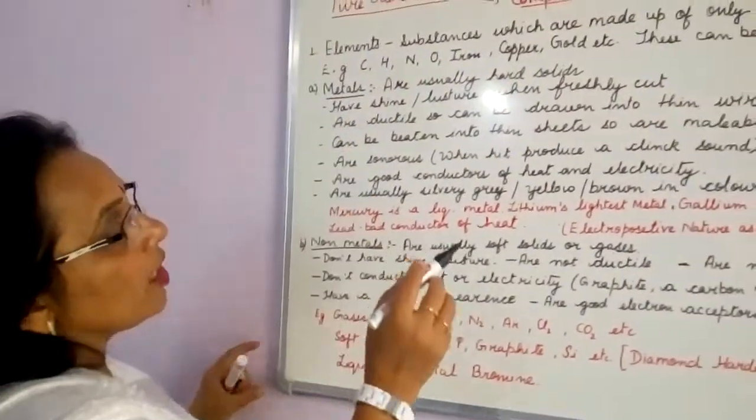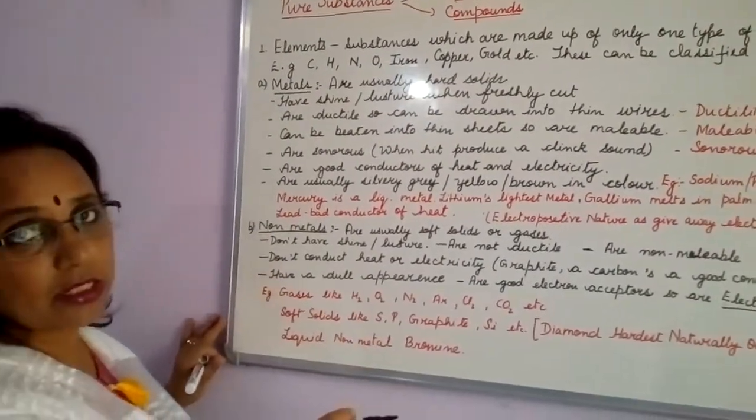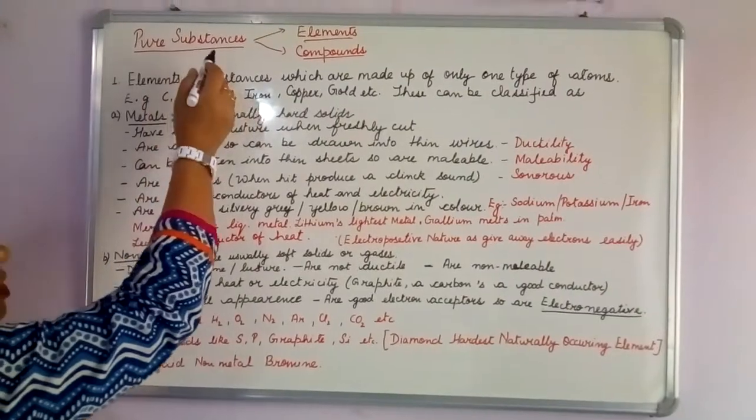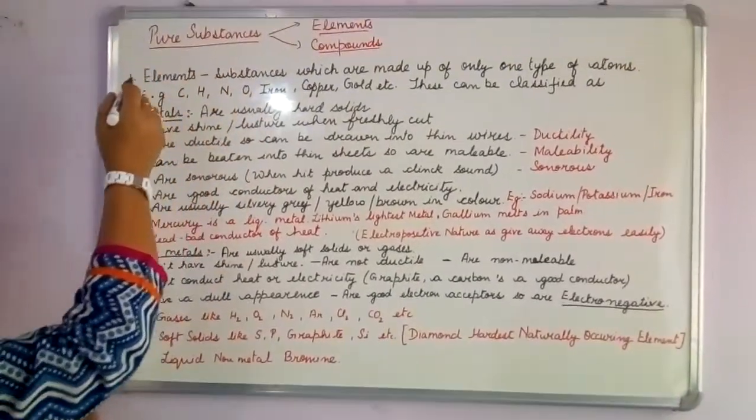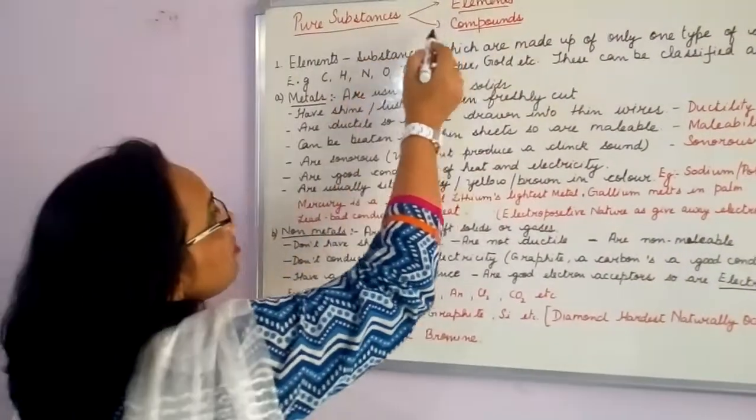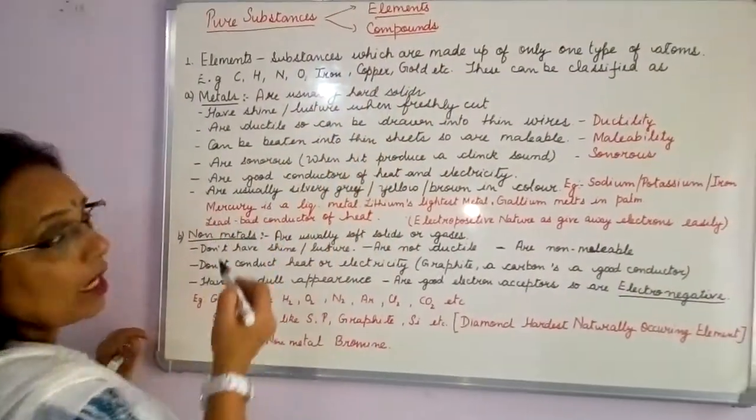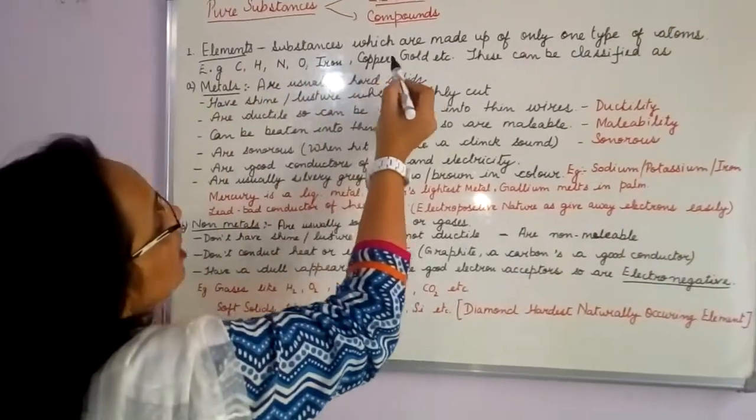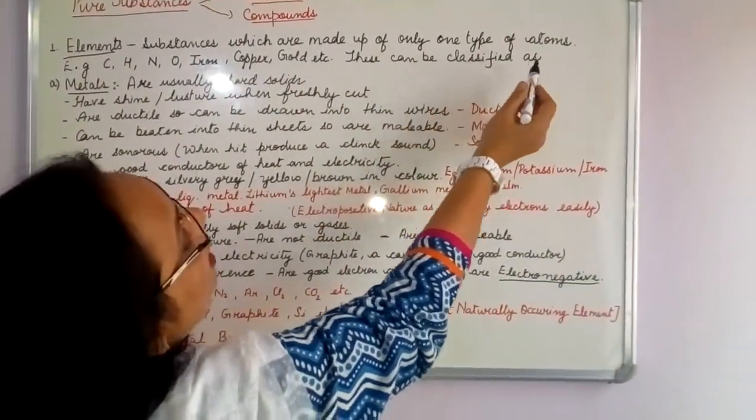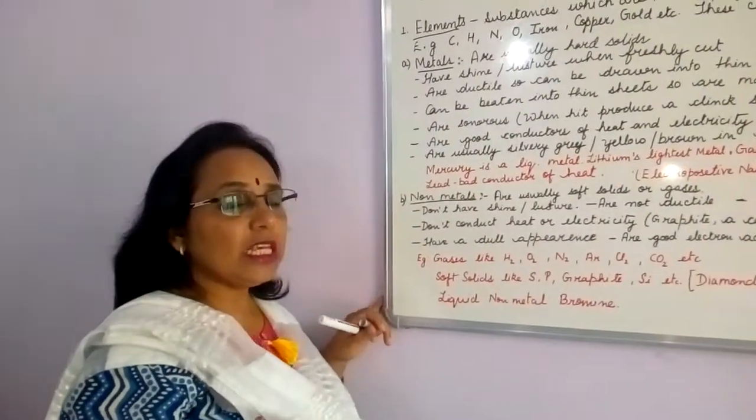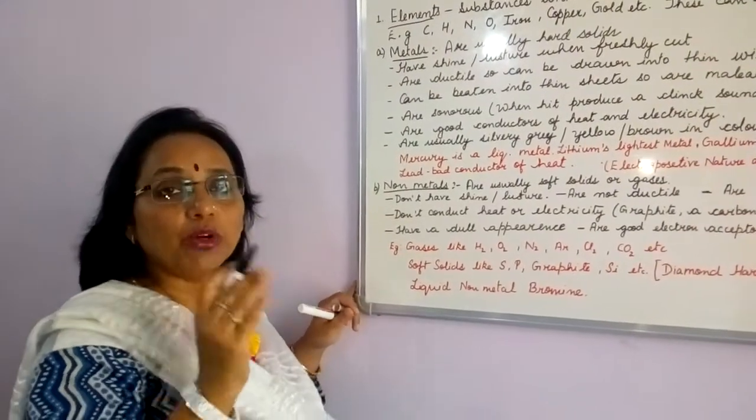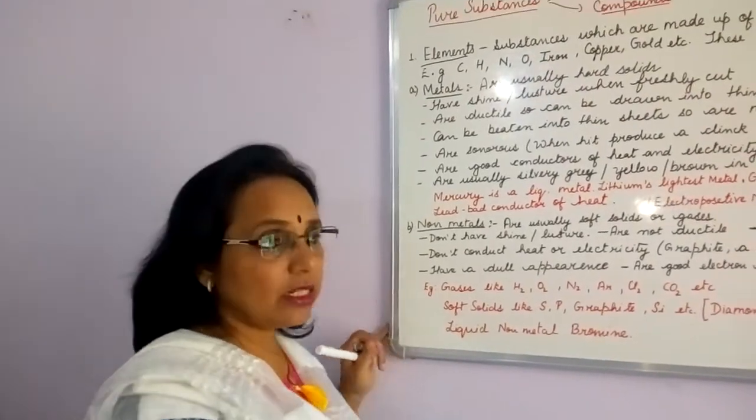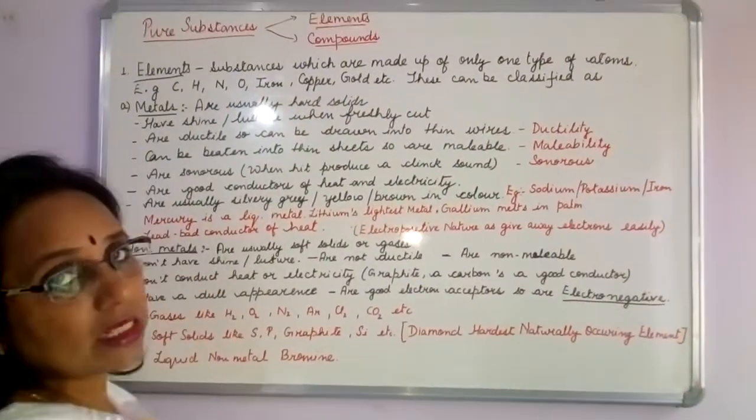So we have studied about impure substances. Now let us study about the pure substances. Pure substances, as you know, are made up of the same type of particles, and they can be classified into elements and compounds. So what are elements? Elements are the substances which are made up of only one type of atom. Anything in this world, when we keep on breaking it, finally we get something which is known as an element.